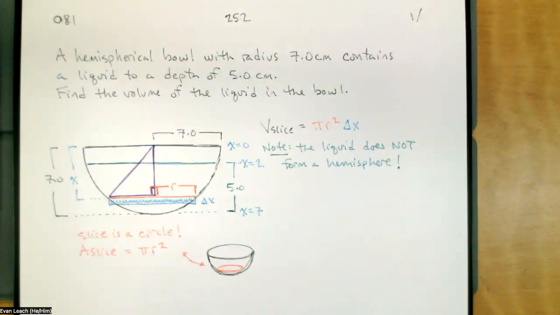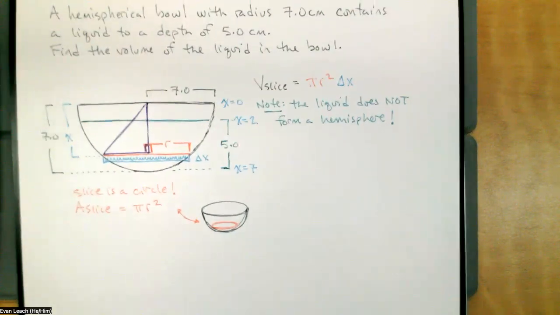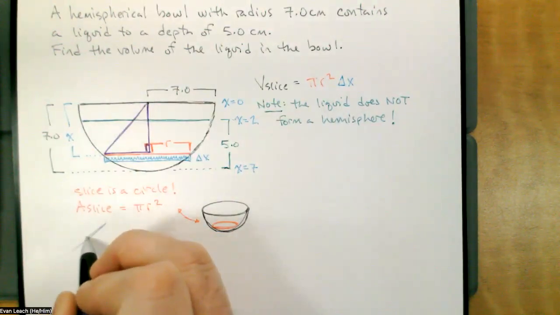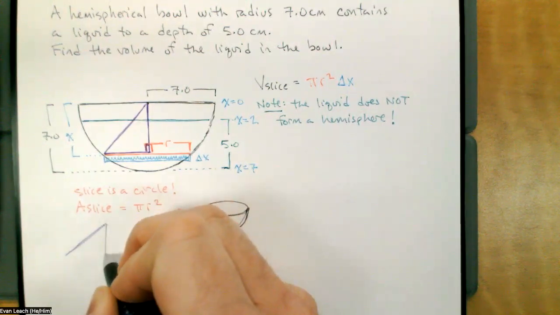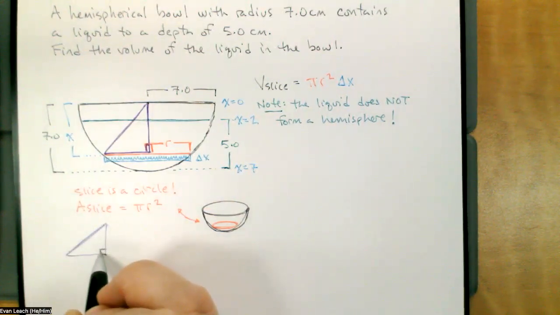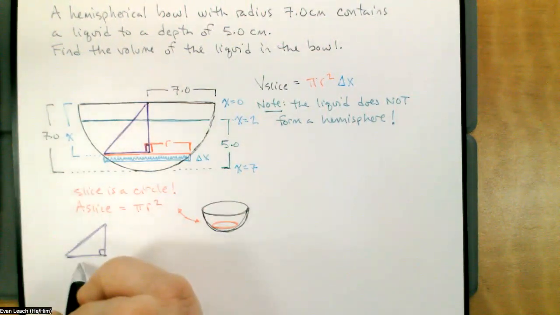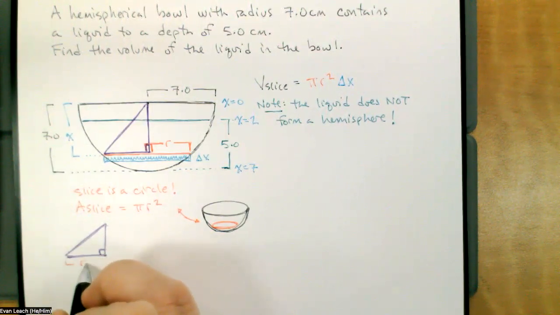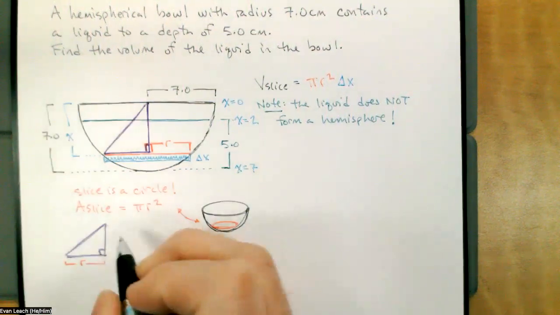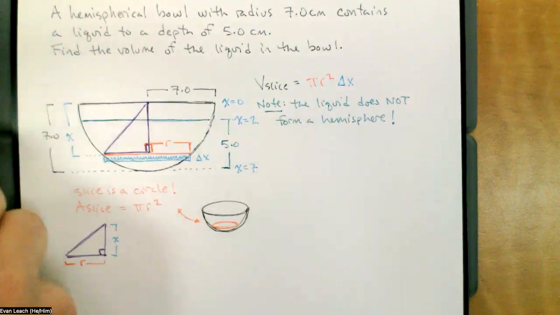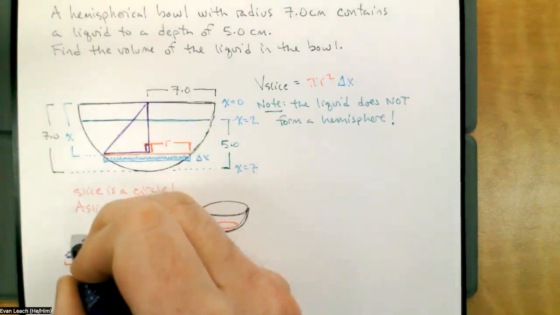Now we can pull out that right triangle and get a relationship between r and x. Now I can pull out this right triangle. Our radius down here, our vertical variable x, and our hypotenuse of 7.